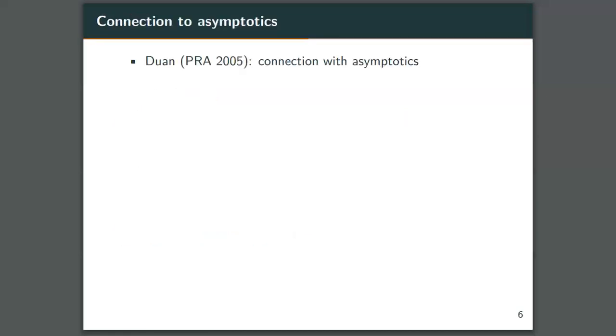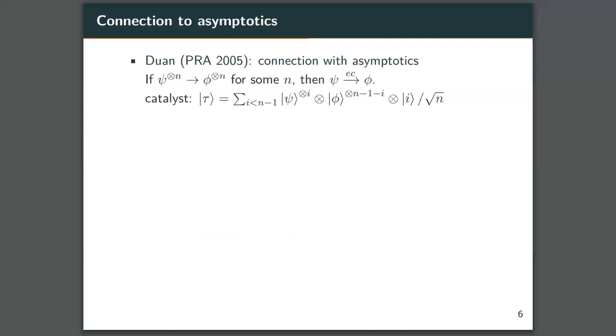In 2005, Jonathan has a paper that connects this setting of exact catalysis with asymptotics. And the statement is, if you can transform psi into phi, I think it works for pure states, if you can transform psi into phi with many copies, for some n, then you can also do it catalytically with exact catalysis. And this might seem surprising because exact catalysis operates on a single copy level. You just have one copy of your state, you borrow something, and then you can do the transformation. Whereas this thing is many copy. It's asymptotics.